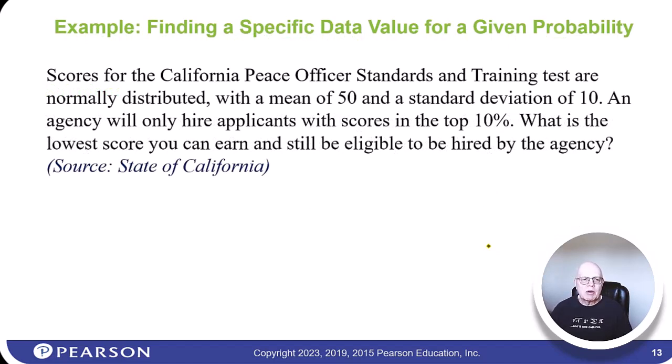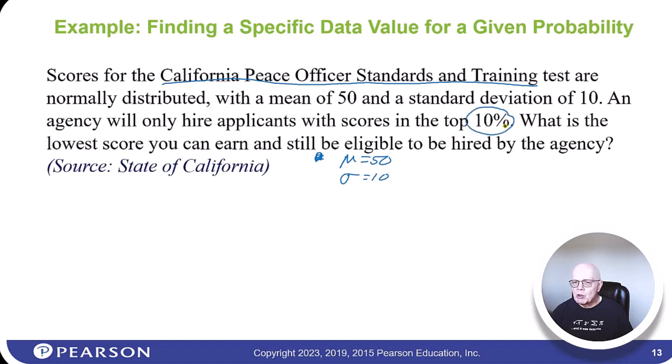Okay, let's try something with some real numbers. We'll talk about the California Peace Officer Standards and Training. They have to take a test to see whether they're going to be accepted into the training. Well, look at the second line, and it says mean. Mean is 50, and that's just points. And the standard deviation is 10. We want to know the lowest score you can earn and still be eligible. What do you have to earn? You have to get in the top 90%.